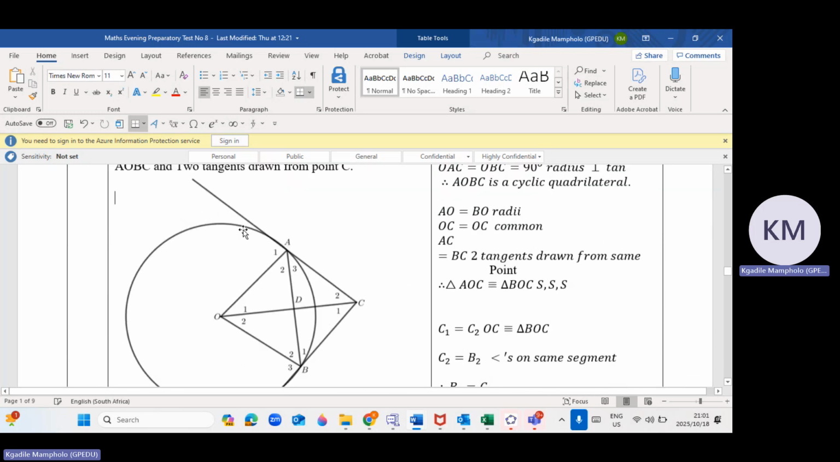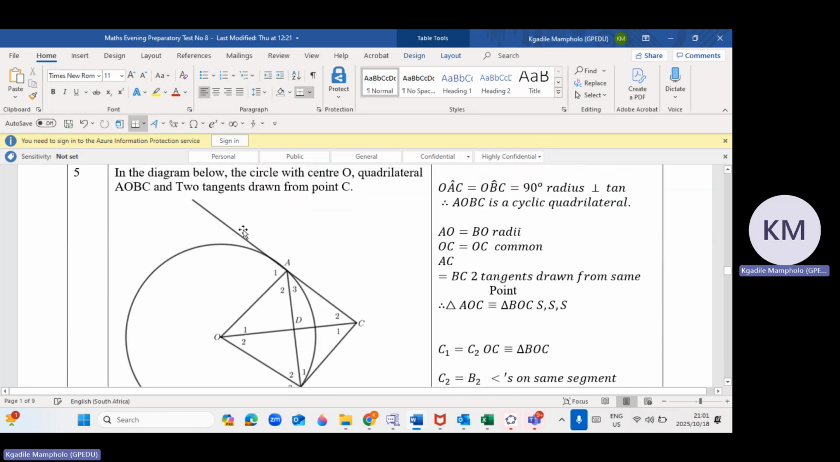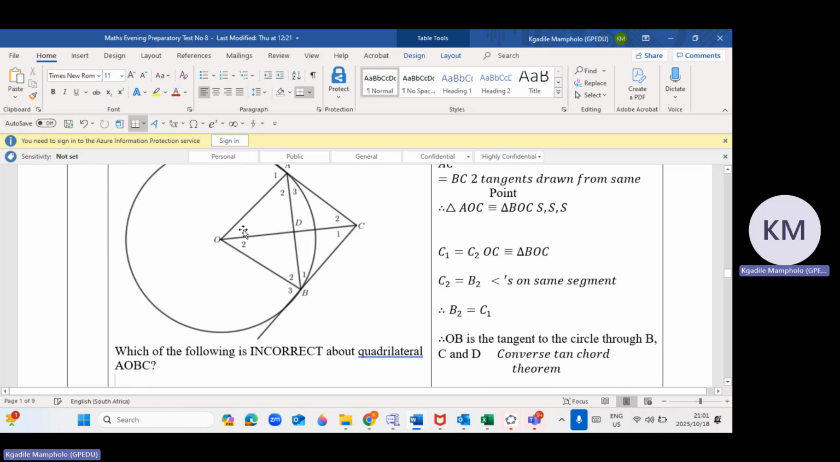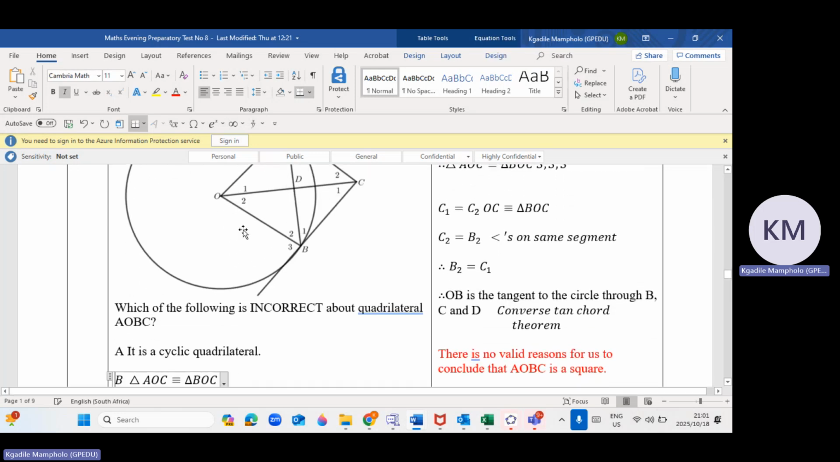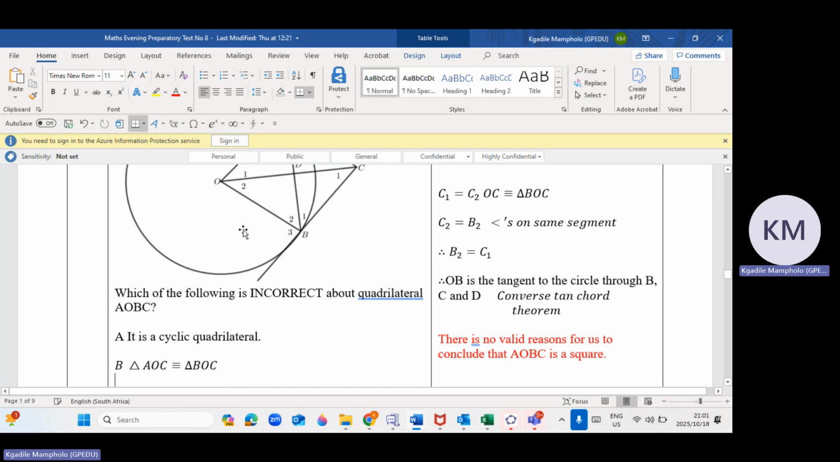Okay, we go to number 5. In the diagram below, circle with center O, quadrilateral AOBC, two tangents are drawn from the same point. First question, which of the following is correct about quadrilateral AOBC? Which one is incorrect? So in other words, we want the incorrect one.